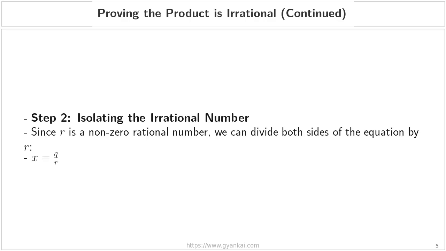Proving the product is irrational, continued. Now that we have made our initial assumption in step 1, that the product of our rational number r and our irrational number x results in some rational number q, we need to manipulate this equation to see where it leads us. In step 2, our goal is to isolate the irrational number. Since we established in the previous slides that r is a non-zero rational number, we are mathematically permitted to divide both sides of our equation by r. By doing this, we rearrange the equation so that x stands alone on one side, giving us x equals q divided by r.